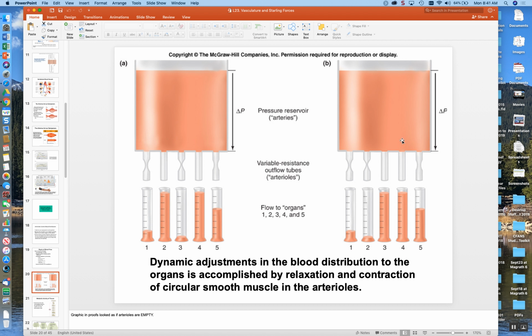Otherwise, you can imagine this delta P, the mean arterial pressure, is going to change. If we didn't increase the flow to organ number 3, then mean arterial pressure would increase too much. So usually dynamic adjustments in the blood distribution are accomplished by relaxation and contraction of circular smooth muscle. And if you change flow to one organ, you have to change the flow to another organ in order to maintain this pressure reservoir, mean arterial pressure.